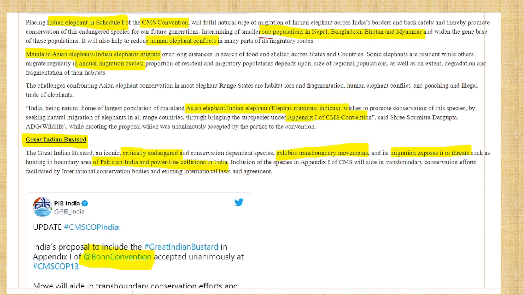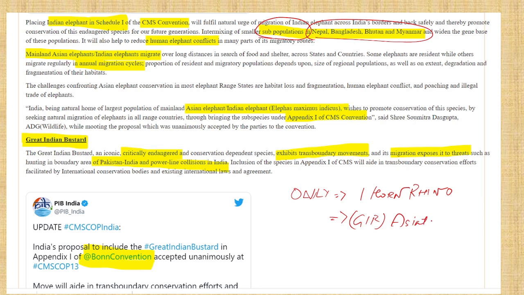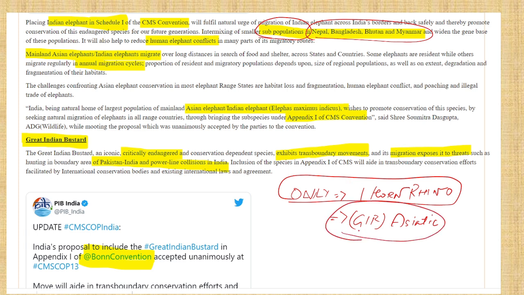There are subpopulations, and when UPSC asks about the one horned rhinoceros, last time they asked about the one horned rhino or the Asiatic lion in Gir. As I told you in the previous video, the one horned rhinoceros is present across Bhutan and Nepal, not only in India. But the Asiatic lion, my friends, is only in Gir National Park in Gujarat. Please check that, it is very important information. It is the pride of India, the Asiatic lion.